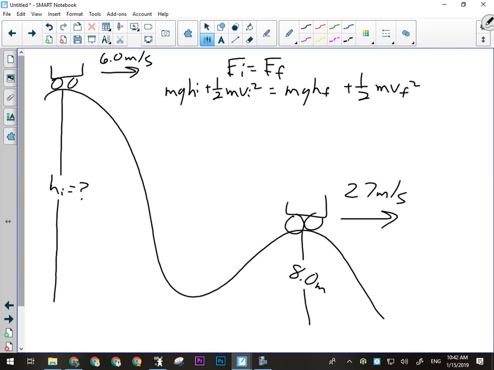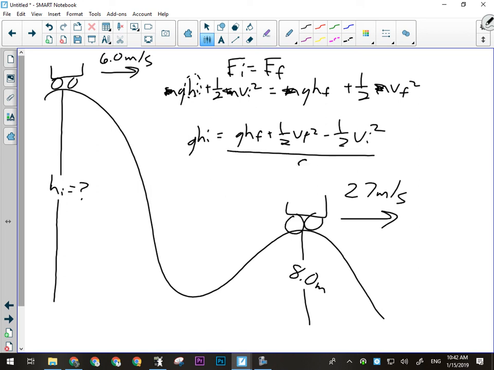And we are looking for the initial height. Now, I never gave you the mass, so obviously it doesn't matter. We just need to get h initial by itself. So I'm going to subtract 1/2 v initial squared over to that side, so I'll have g h initial equals g h final plus 1/2 v final squared minus 1/2 v initial squared. And then I'm just going to divide that by g, and that'll leave me with h.